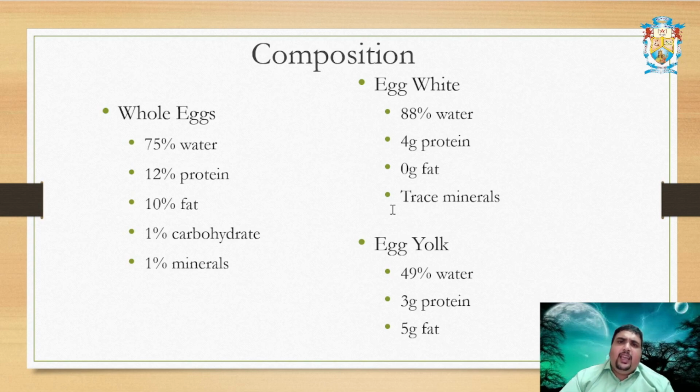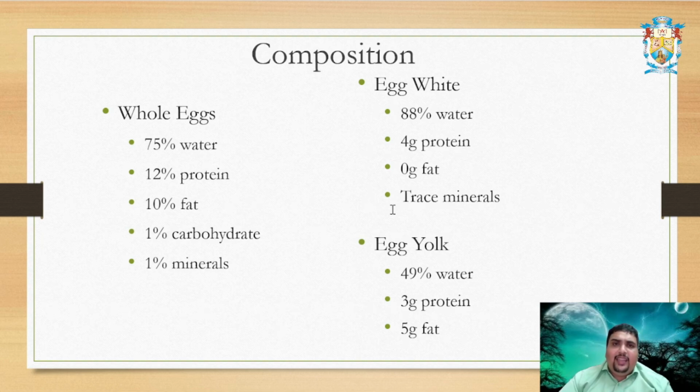Here you can see the egg is sectioned into three different parts. First, the entire egg is being shown. Then you have egg whites as well as egg yolk. First we'll see the whole egg. The whole egg contains 75% water. Next, 12% proteins, 10% fats, 1% carbohydrates, and 1% minerals. Those are trace minerals that are required for the human body.